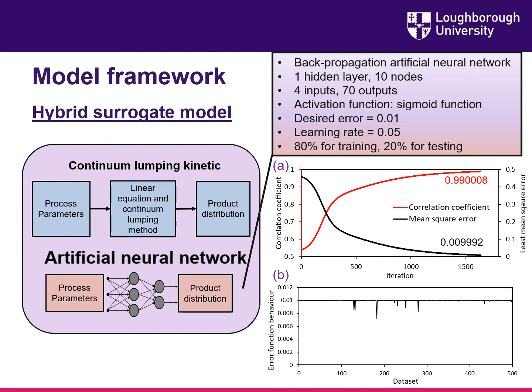So figure A showed the training progress for the first set of data, where the mean square error less than 0.01 is achieved after 1,600 iterations. And figure B showed the error function behavior for the rest of our data.